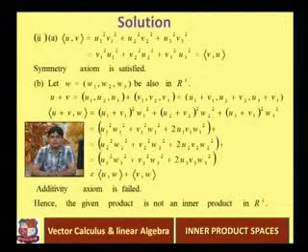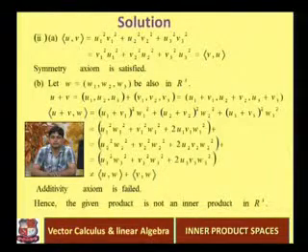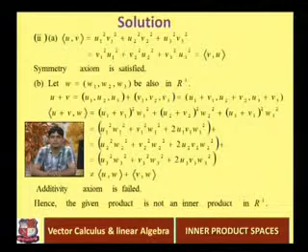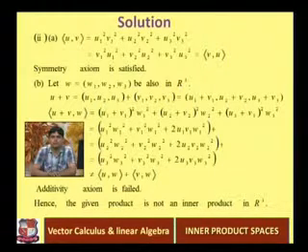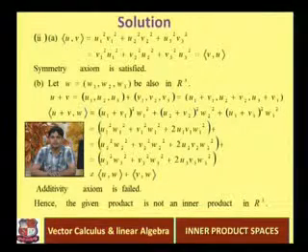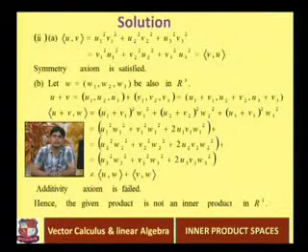Now check the second property, additivity. For that we need one more vector w, that is w1, w2, w3 in R3, and we also need the elements of the vector u plus v, that is nothing but u1 plus v1 comma u2 plus v2 comma u3 plus v3, that are the elements of vector u plus v.